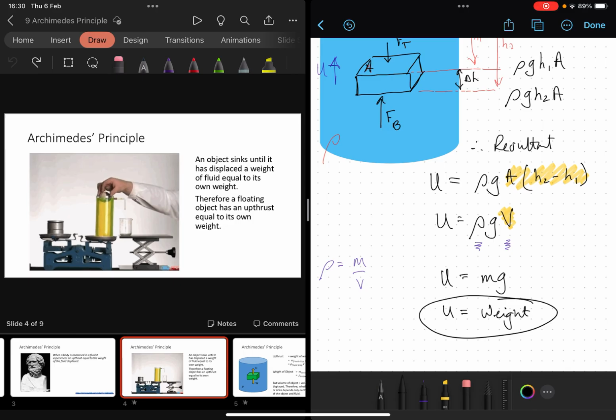So as that object gets let go, it displaces more and more weight of fluid until the weight of the fluid that it displaces equals the weight of that object. So if that object is a 10 newton sphere, it displaces 10 newtons of fluid.